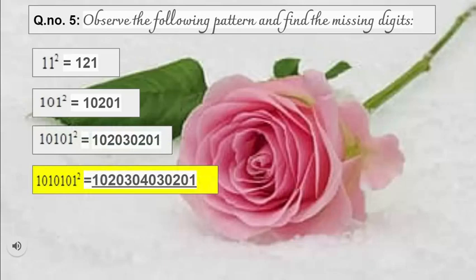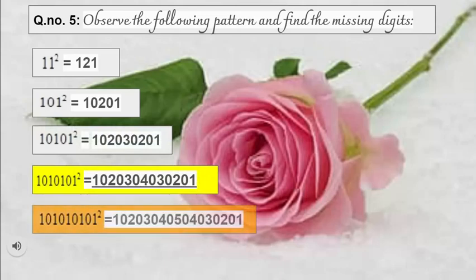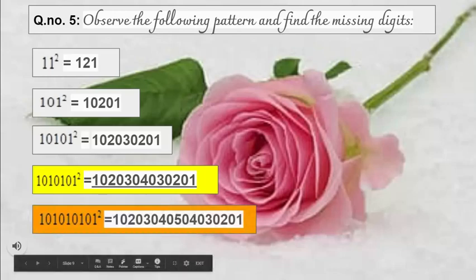Is it there? Yes. So same way, if it is 1 0 1 0 1 0 1 0 1, then in the question 4 zeros are there. So in the answer it should be 8 zeros. So how will it come? 1 0 2 0 3 0 4 0 5, then 0 4 0 3 0 2 0 1. First increasing order, then the same numbers repeating in decreasing order.